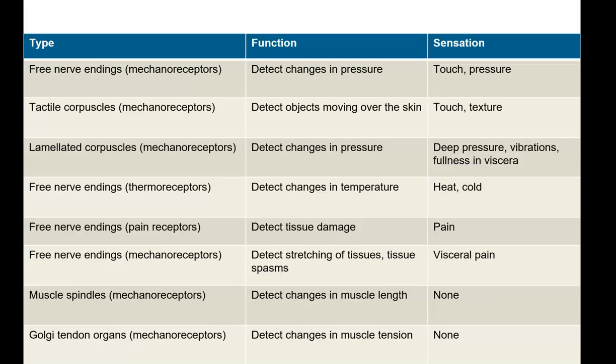Muscle spindles are going to be mechanoreceptors, and they detect changes in muscle length. Golgi tendon organs, these are going to be mechanoreceptors, and they also detect changes in muscle tension.